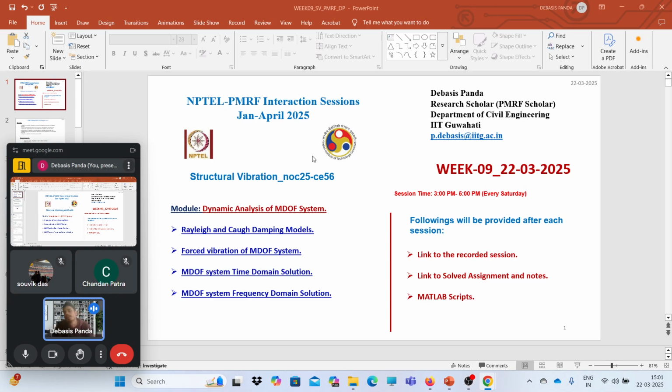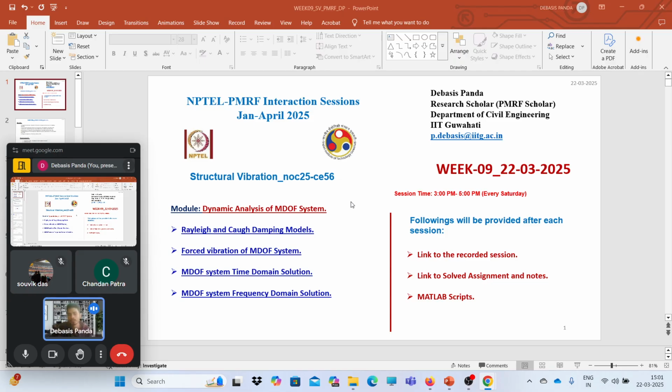So, today we will discuss the dynamic analysis of multi-degree of freedom system. During the last interaction session, we started the dynamic analysis of MDOF systems, where particularly we solved the free vibration response of a MDOF system. Today we will spend some time on Rayleigh and Caughey damping model. This damping model is very necessary. We will spend some time on that.